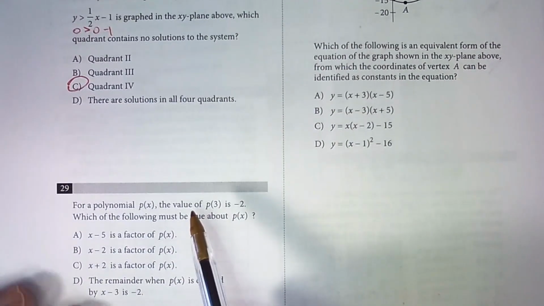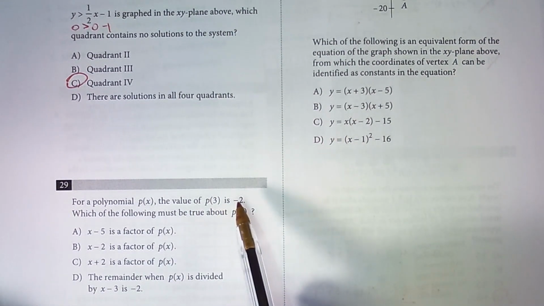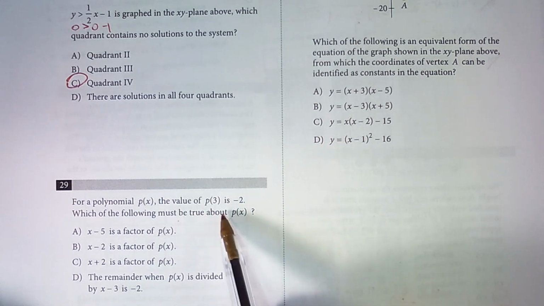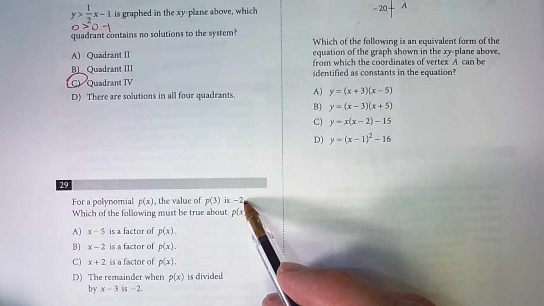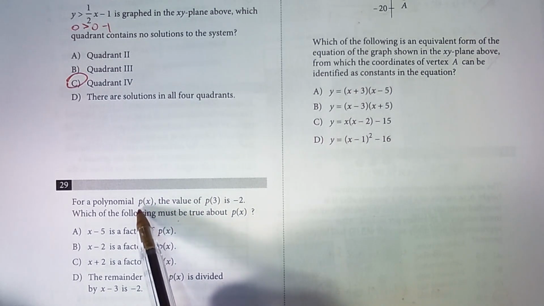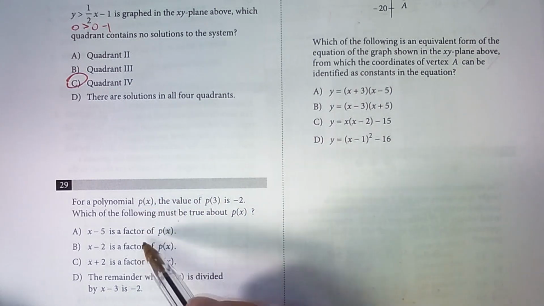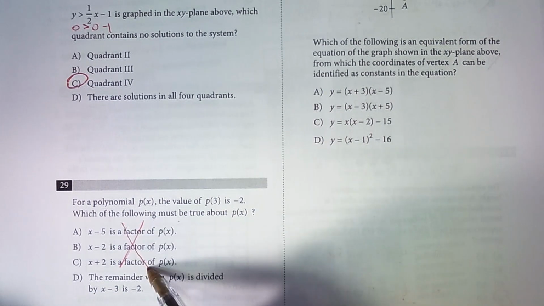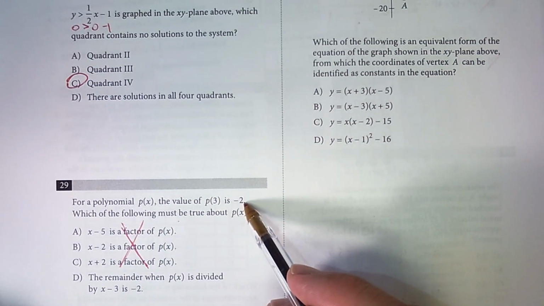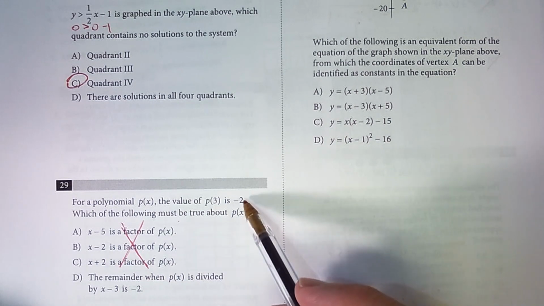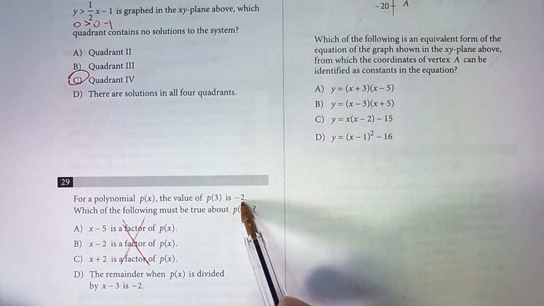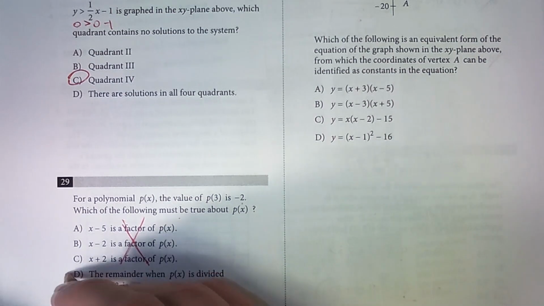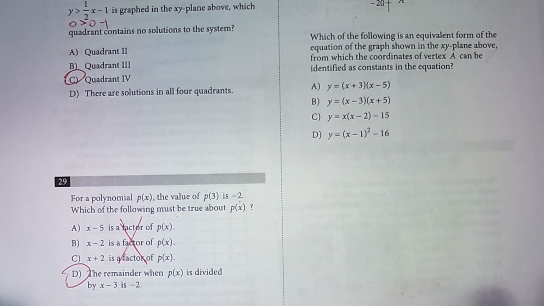For the polynomial p of x, the value of p of 3 is negative 2. Which of the following must be true about p of x? So if p of 3 is negative 2, that has nothing to do with whether or not negative 2 is actually a solution or a root of the function, which means the factors are not really part of this. I don't know if negative 2 is a root, so if anything was an answer out of these, it would be x plus 2 is a factor, but this is not necessarily a root, so I don't know that this is the case. So we're going to have to go with option D.